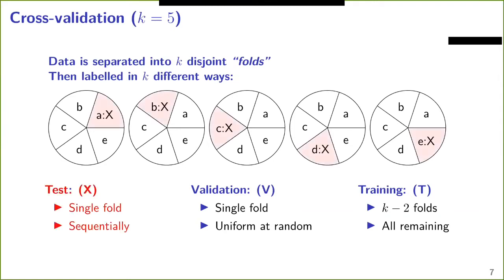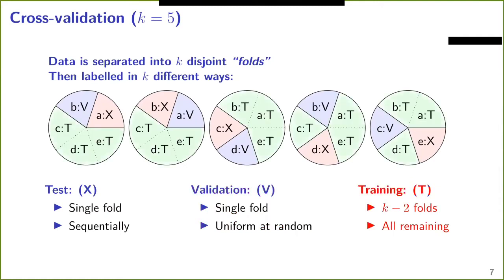First, for test, we pick one single fold, and we sequentially use every fold. That will ensure that every instance of our dataset will be used exactly once during test. Then, for validation, we similarly pick a single fold, uniformly at random within the remaining folds. Finally, training simply uses all the k minus 2 remaining folds.